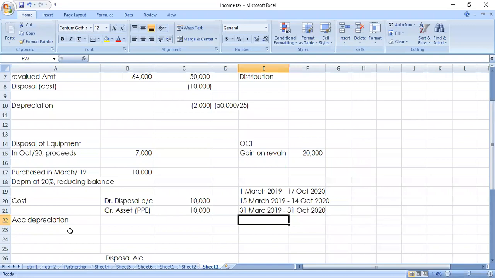Okay, March, April, May, June, July, August, September. You can't include October. So I'm counting 7. Okay.